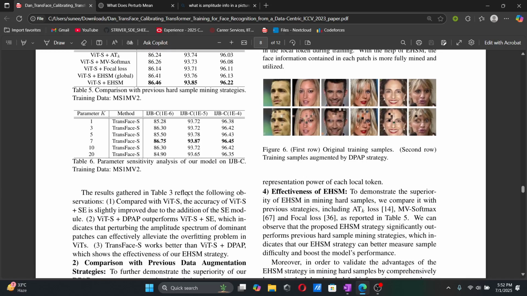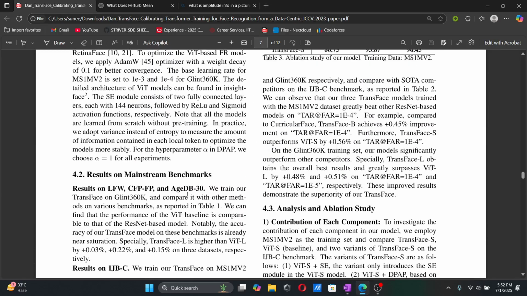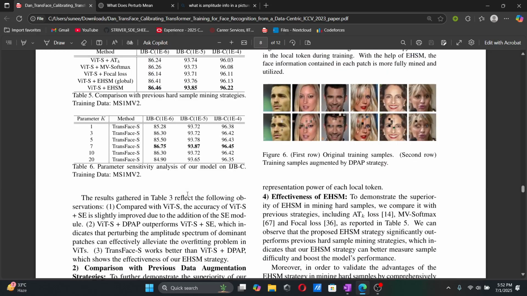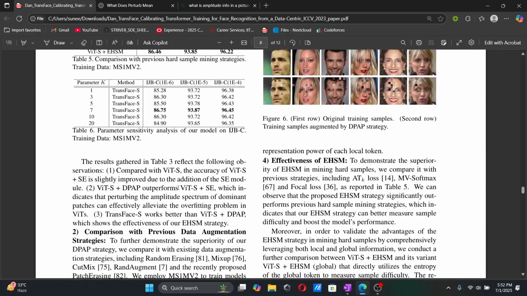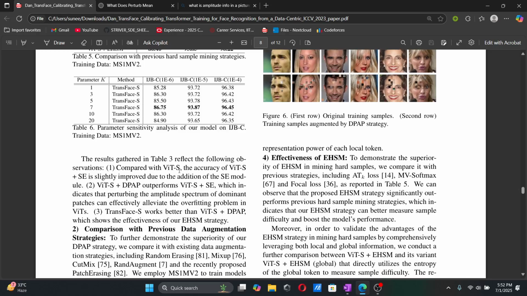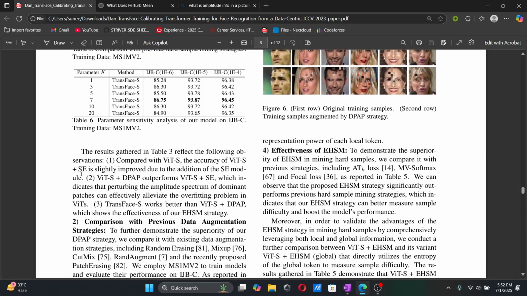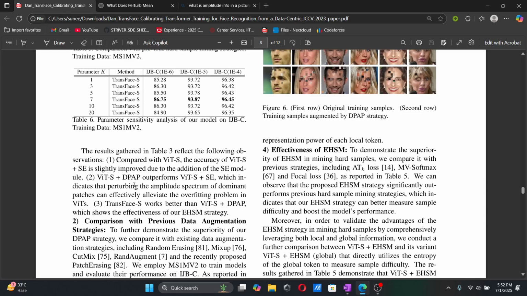The results gathered in table 3 reflect the following observations. Compared with ViTS, the accuracy of ViTS-SC is slightly improved due to the additional SC module, and the phase outperforms, which is better than the amplitude spectrum.